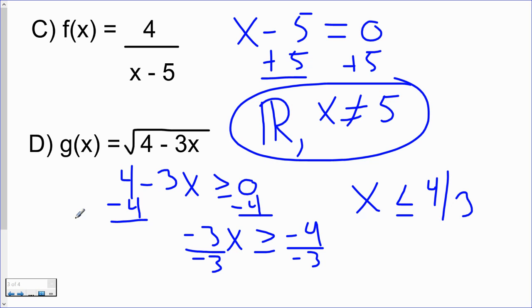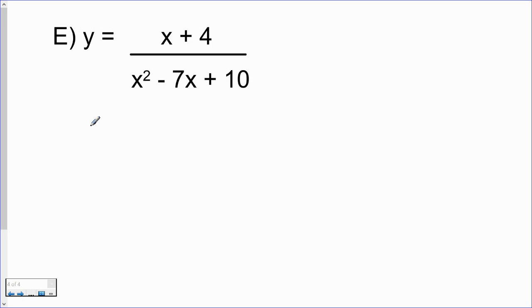So that would work there. Another example is this one. This one looks really complicated, but remember, up top, we're not worried about that equaling 0. We just know we can't divide by 0. So I just basically need to take the bottom portion and say, well, x squared minus 7x plus 10 equals 0 here. So I have to solve this quadratic.